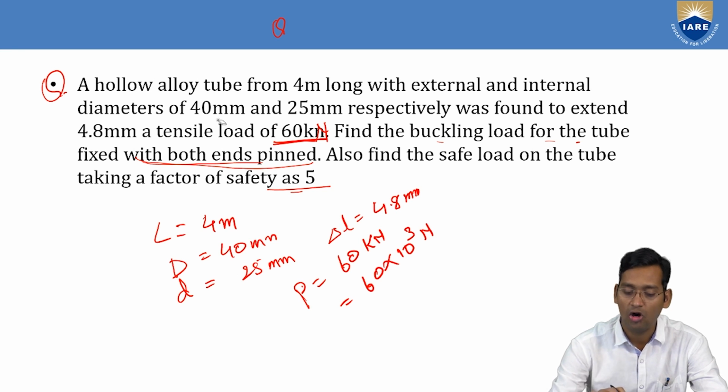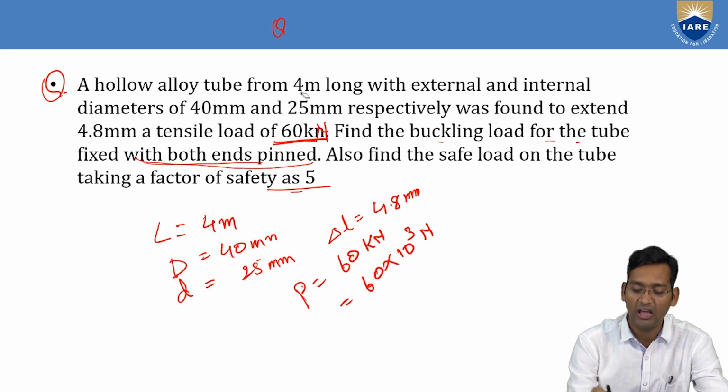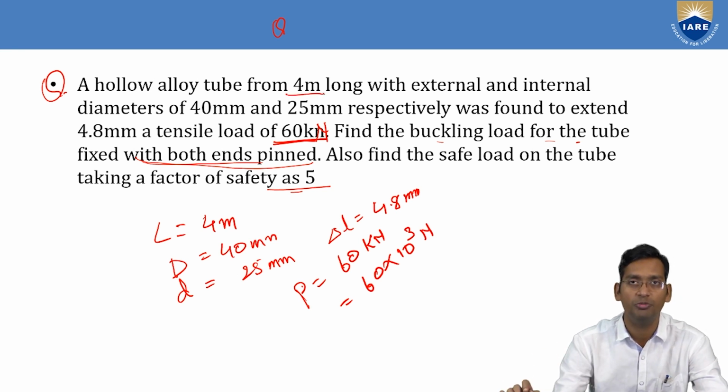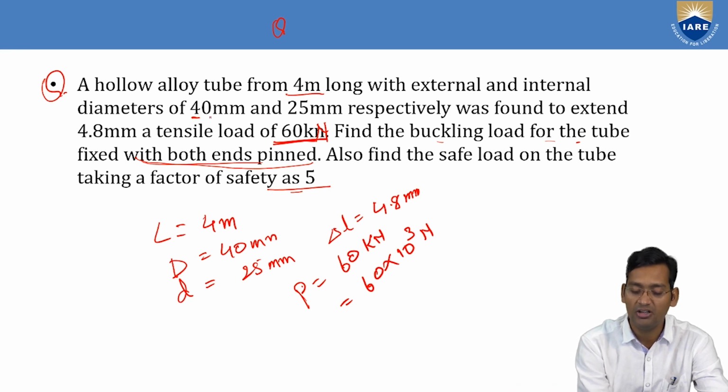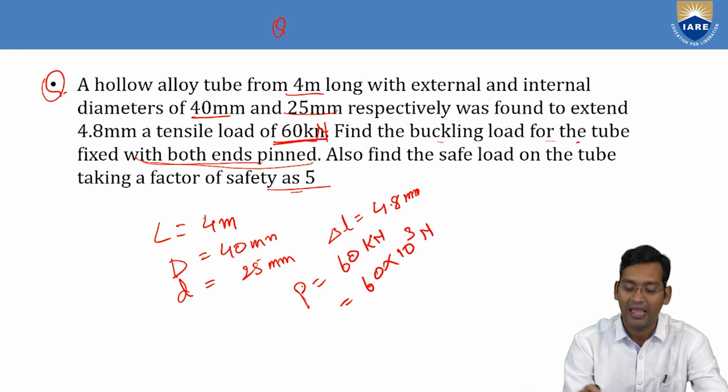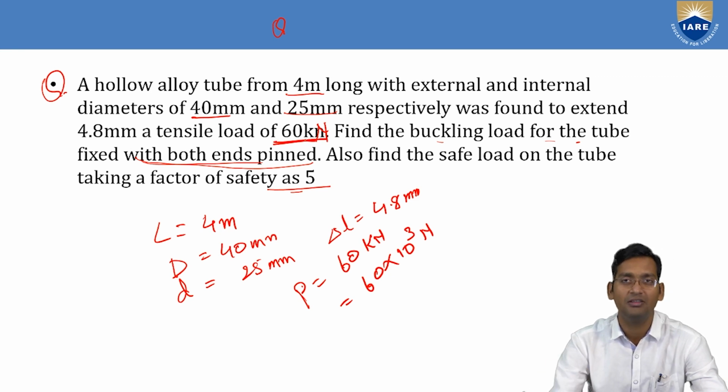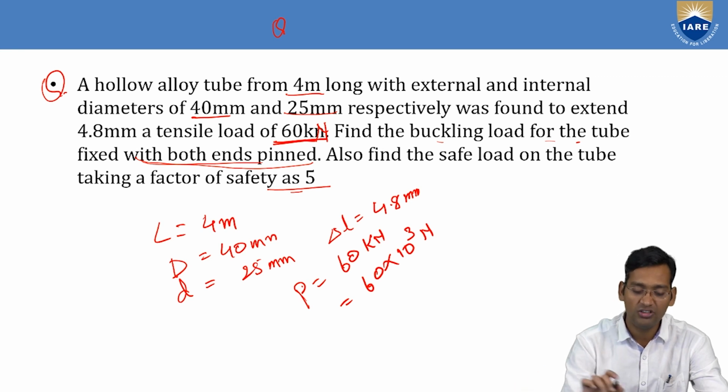Okay. So hollow tube is given. That means tube dimension is given. How much length is there? 4 meter. Then outer diameter is given as 40 mm, inner diameter as 25 mm, and applying load, that F is given as 16. That tensile is 16 kilonewton. Up to this is fine.